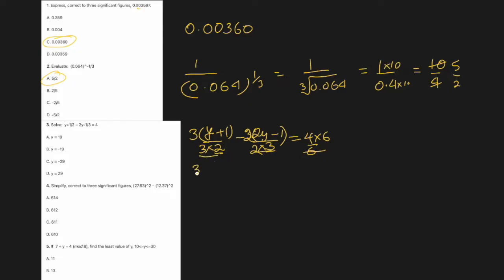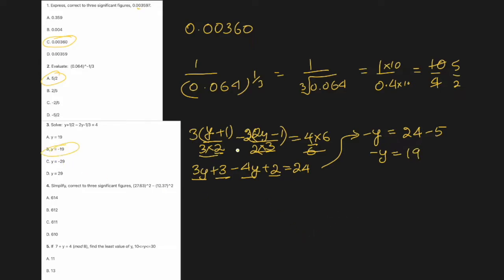So we get 3y plus 3 minus 4y plus 2 equal to 24. So 3y minus 4y is negative y. On the left side, 3 plus 2 is 5, but when it goes to the right side it becomes negative 5. Negative y equal to 19, so y is negative 19. This is the answer. Let's move on to the next one.